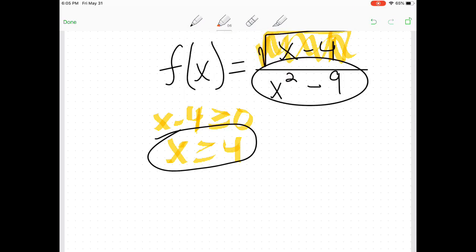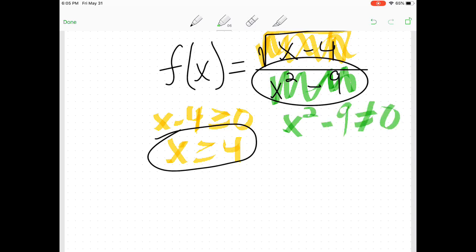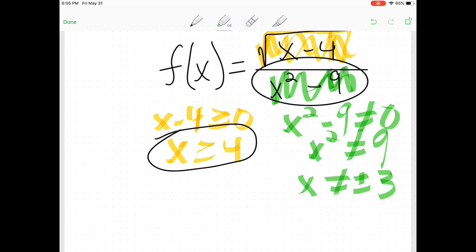Right? If I take a look at my denominator here, let me shade that in green, highlight. Okay, x squared minus 9 cannot be equal to 0. X squared cannot be equal to 9 then, right? I'm just adding 9 to the other side. So, well, when is x squared equal to 9? X cannot be equal to positive or negative 3, right? A negative 3 squared is 9, a positive 3 squared is 9. So now we know x cannot be equal to a positive or negative 3.